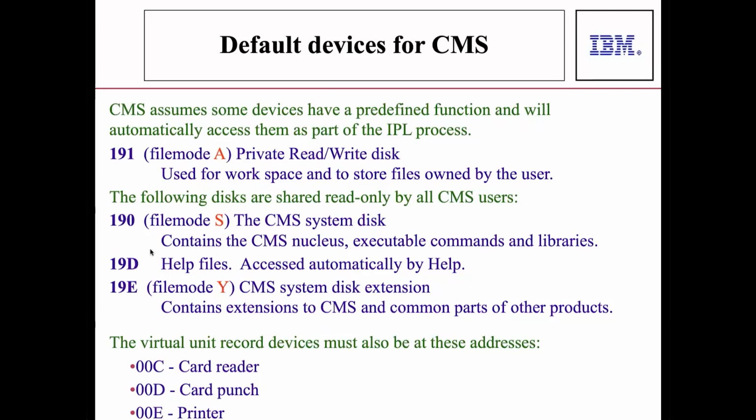So you'll see these addresses if you query virtual DASD in your virtual machine, and that's what they're for. And you'll see them accessed at A, S, and Y when you query what CMS has accessed. And that's what they're for.